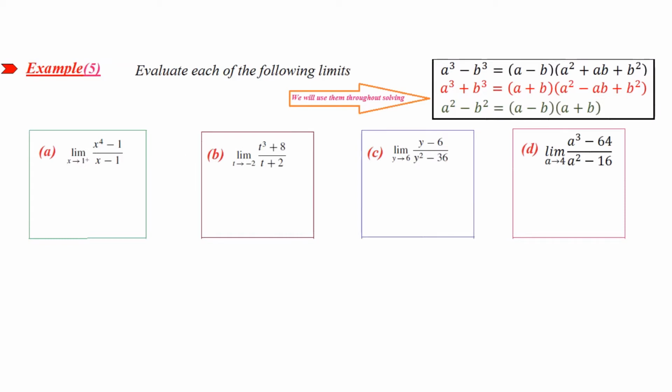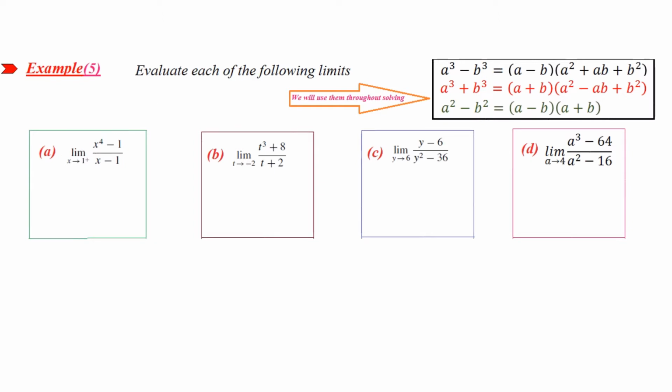Example 5, part A. Pay attention, we have three rules here: a power 3 minus b power 3 and a power 3 plus b power 3, a square minus b square, and we will use them throughout solving. This is difference between two cubes, sum of two cubes, and difference between two squares. So now we'll start with part A.